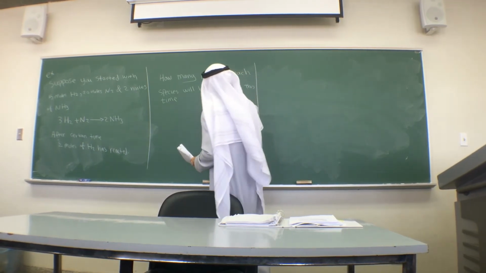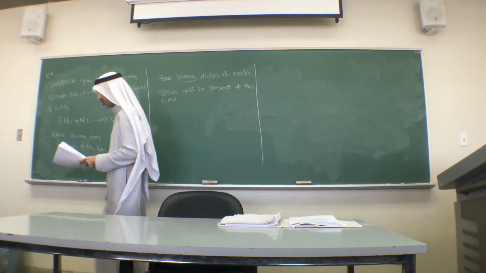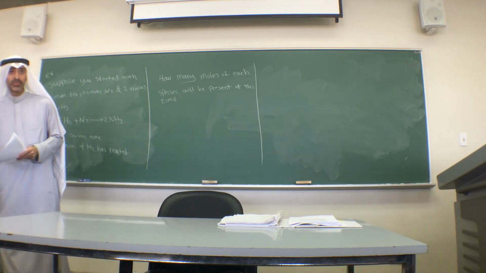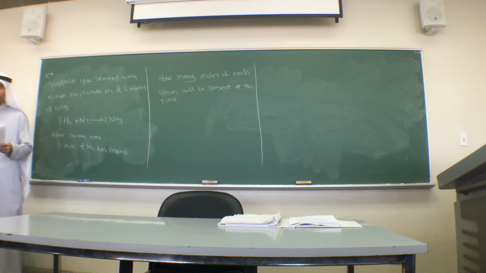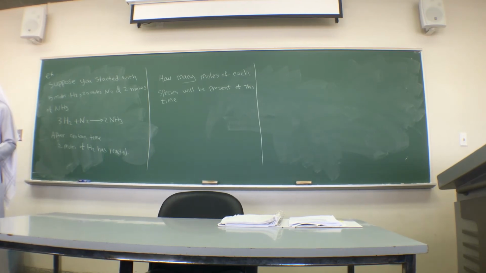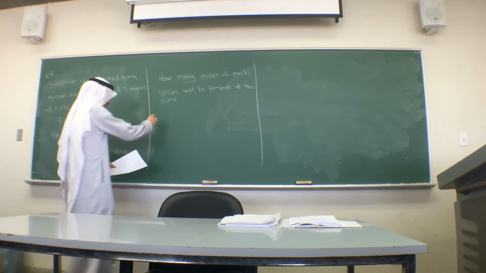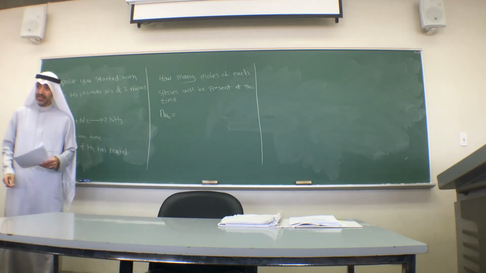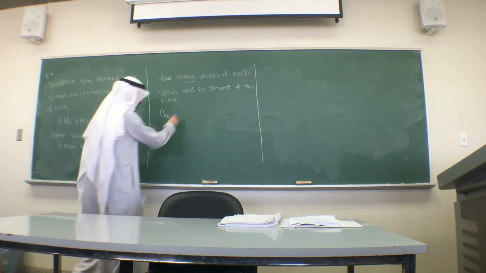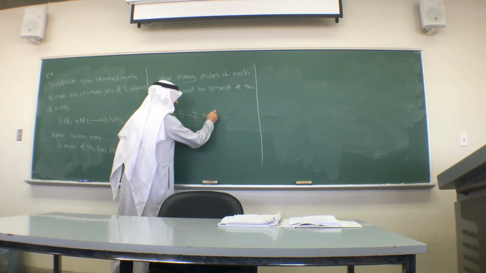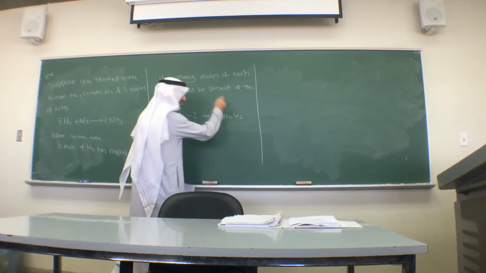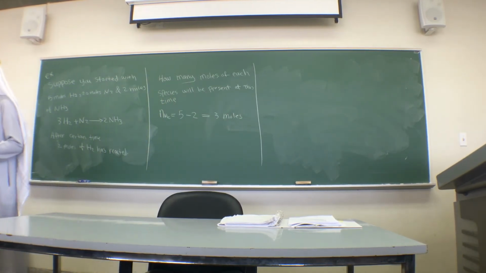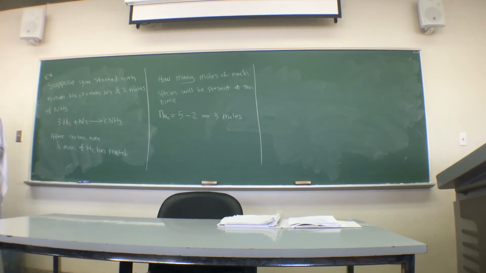After a certain time, 2 moles of H2 reacted. After half an hour, 2 moles of H2 reacted. At that time, suppose that I stop the reaction. What are you going to have in that reactor if you open it? How many moles of H2 will I have at that time? 3 moles. How did I calculate it? 5 minus 2, which gives 3 moles. This is very easy, because he's telling me that 2 moles have reacted.